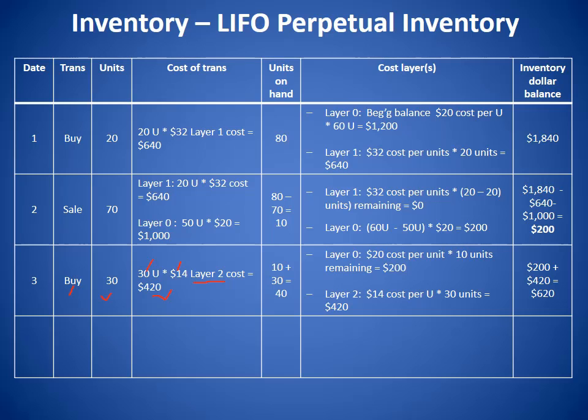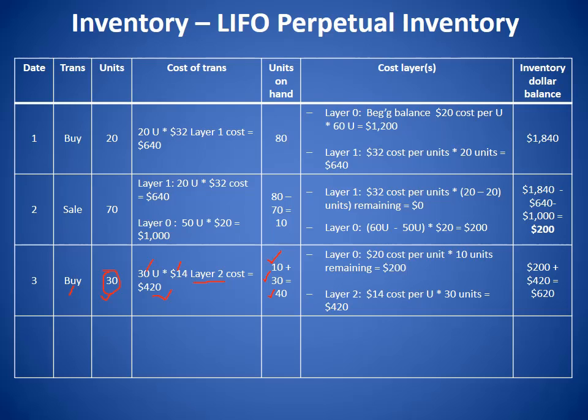And if we go back and take a look at our units on hand, we originally had 10 units on hand. We purchased an additional 30 units, so that means we have 40 units on hand. So in theory, if we went out to our inventory warehouse, we should be able to account for 40 units that are sitting in the warehouse.